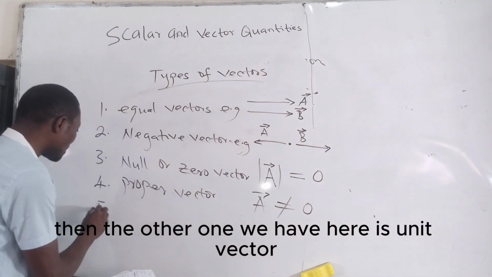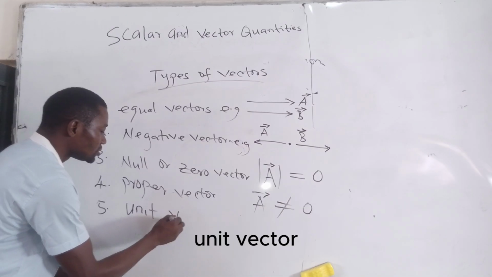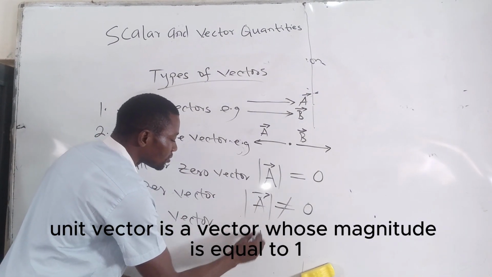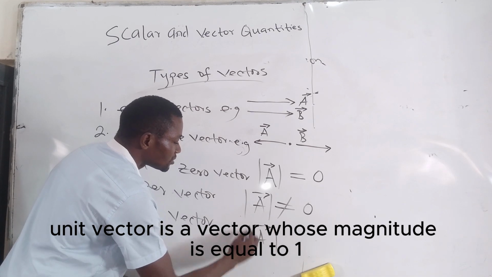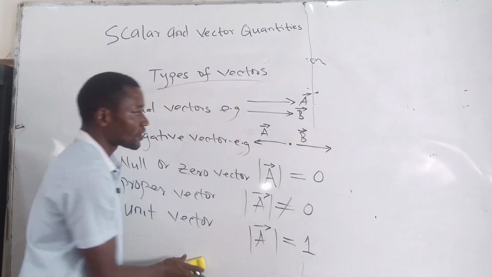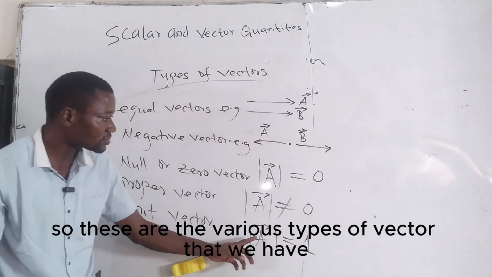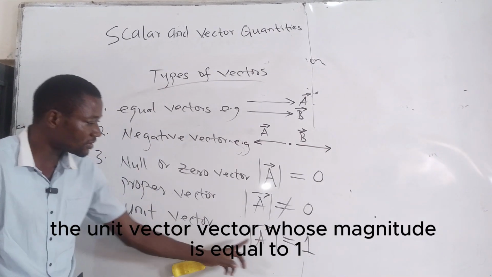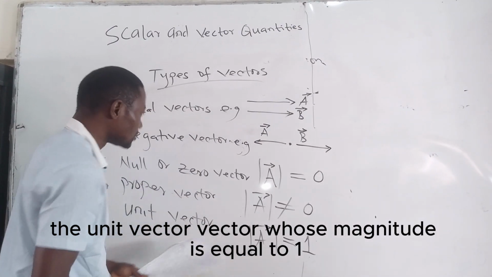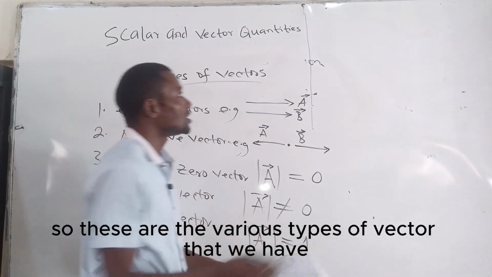Then the other one we have here is unit vector. A unit vector is a vector whose magnitude is equal to 1. So these are the various types of vector that we have.